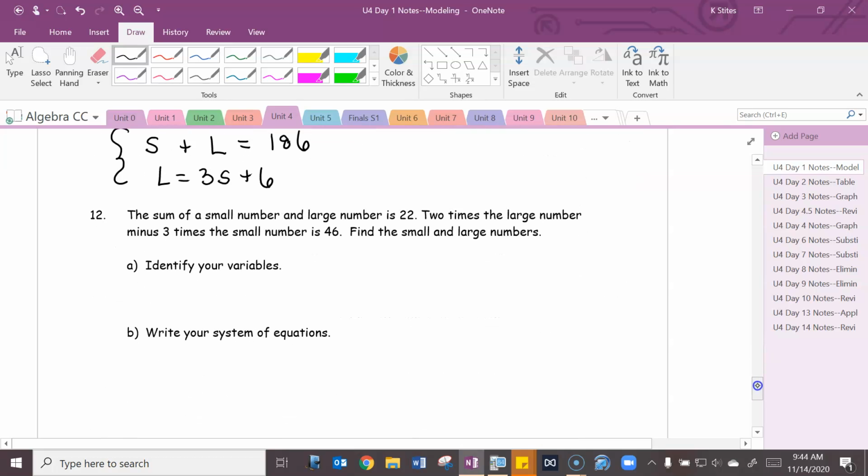All right, let's try one more like this. The sum of a small and large number is 22. Again, that's going to be your total. That's the sum. 2 times the large number minus 3 times the small number is 46. Find the small and large numbers. Now this one didn't have that word than in it, but this is still an example of one that we will be translating. Find the small and large numbers. Those are going to be your variables. S is the small number. L is the large number.